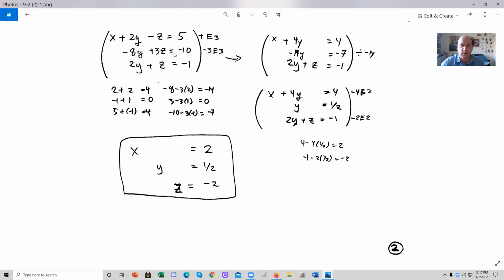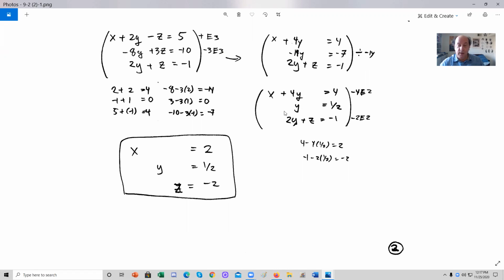Here we'll subtract 3 of equation 3 to eliminate this 3z here. Minus 8 minus 3 times 2 is a minus 14. Minus 10 minus 3 times negative 1 is a negative 7. Okay, great. Now we've eliminated all the variables from this second equation. Minus 14y equals negative 7, all but y. So we divide by negative 14, so you get y equals a half.